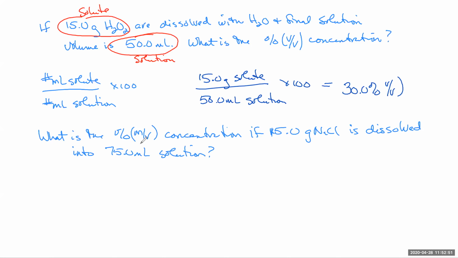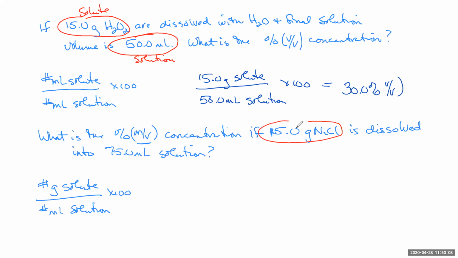In this case, we see we have mass to volume, so our formula is going to be number of grams of solute, mass, divided by volume of solution, number of milliliters of solution, times 100. My number of grams of solute, 15. My number of milliliters of solution, 75. All I have to do is plug and chug.